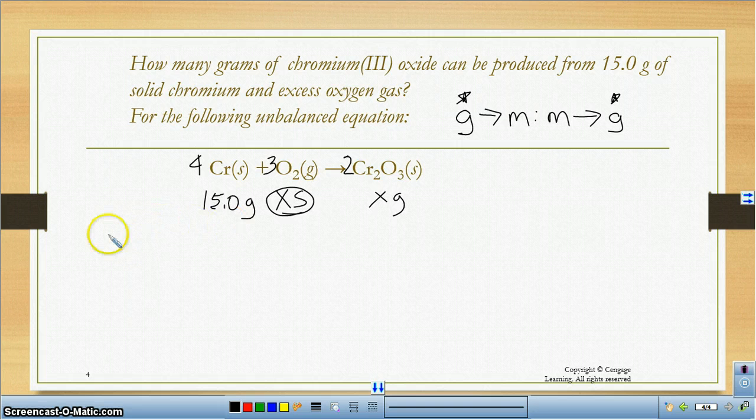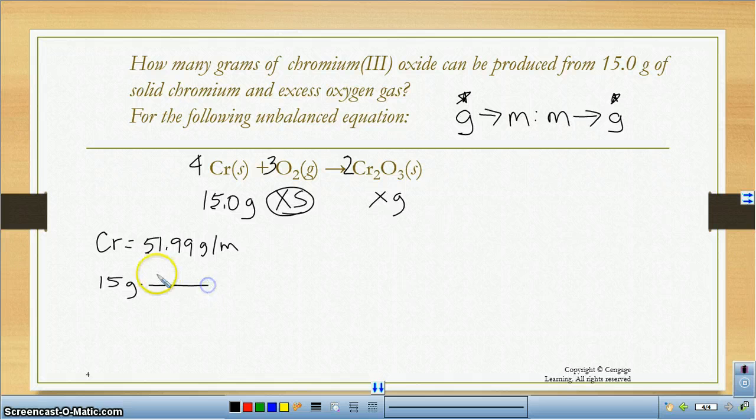So we have to change grams to moles of chromium. So we're going to start with chromium. And after consulting my periodic table, I know the mass of chromium. I'll just jot this down here from the periodic table: 51.99 grams per mole. So we're going to start by taking 15 grams of chromium and changing it to moles.